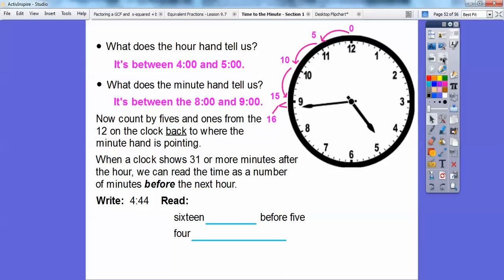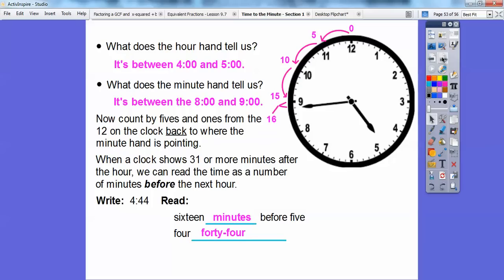So we can call this 4:44 right here. If we went around this way, here we go, 5, 10, 15, 20, 25, 30, 35, 40, 41, 42, 43, 44. So there's 44 minutes after 4, so that's why it's 4:44. Or we can count it as how many minutes before the hour. It is 16 minutes. It's going to be 16 minutes before 5. Okay, so 16 minutes before 5 is the same as 4:44.